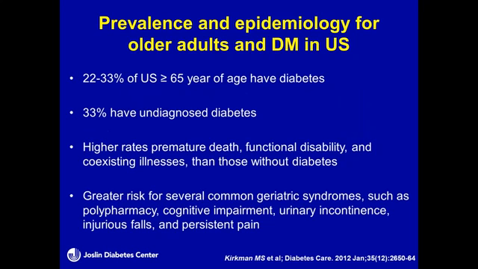As my previous colleague has already mentioned, prevalence and epidemiology are rising also in the elderly population. About 30% of subjects above 65 in the United States have diabetes, and about 30% have diabetes not yet diagnosed. The presence of diabetes in this population increases the risk of premature death, functional disability, and coexisting illness. Moreover, they have a higher risk of several common geriatric syndromes like polypharmacy, cognitive impairment, urinary incontinence, falls, and persistent pain.